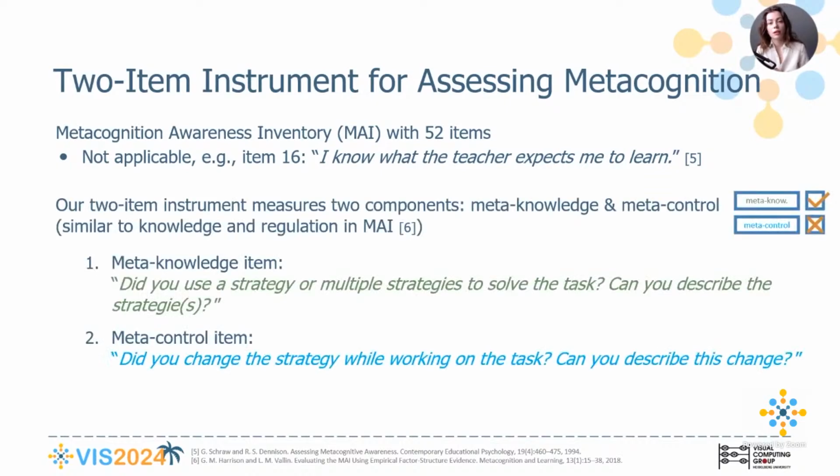Hence, we designed our own minimalist two-item instrument that, similarly to the MAI, assesses the two components of meta-knowledge and meta-control. Participants are first asked if they use a strategy to solve this task and to describe their strategy. This answer is coded for meta-knowledge. They are then asked if they change their strategy and to describe this change. And this is our item for meta-control.